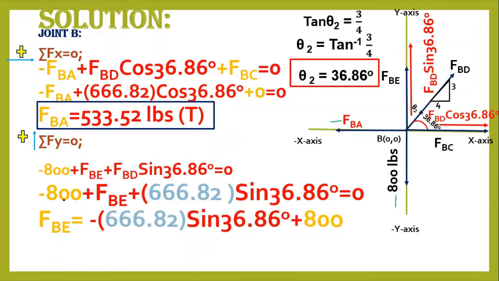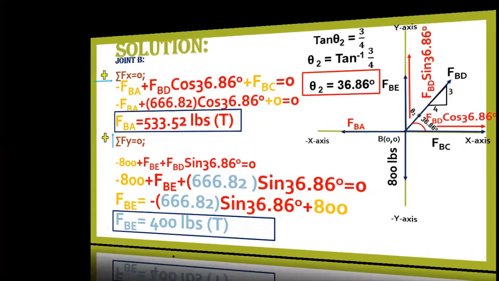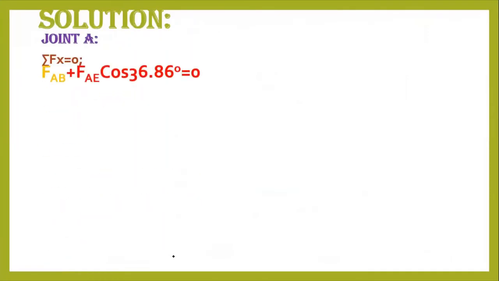And this, I put all these values on the other side of the equation, and then I will get the value of FBE, that is 400 pounds. It is the positive one, so the force is tensile. So this is done. Hopefully you will understand how we calculated the member forces at joint B. So we are moving towards the next joint, and this is joint A.